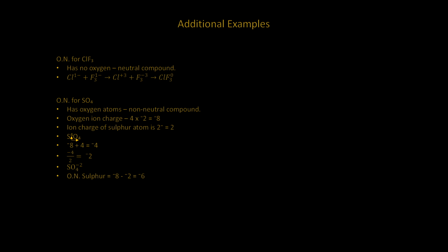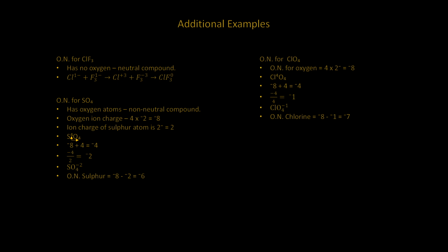The same method applies to the chlorine tetroxide. The oxidation number for the oxygen is -8. The -8 plus 4 is -4. The -4 is then divided by 4, which equals -1. Therefore, the oxidation number for the chlorine ion is -8 minus the -1, which equals -7.